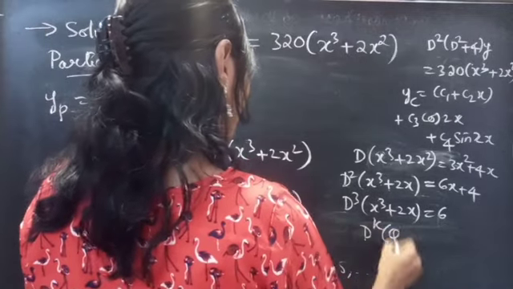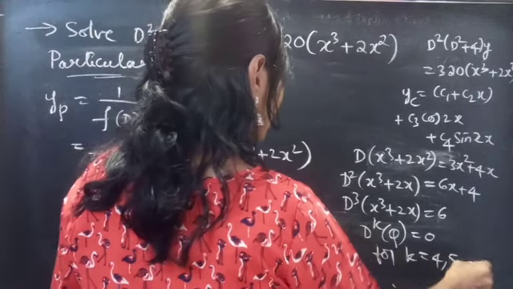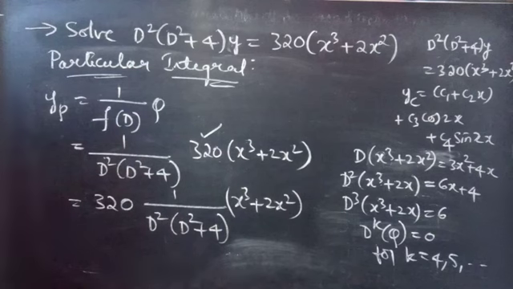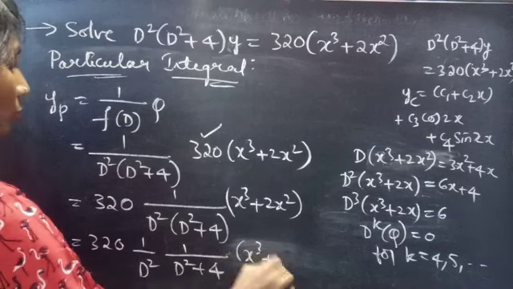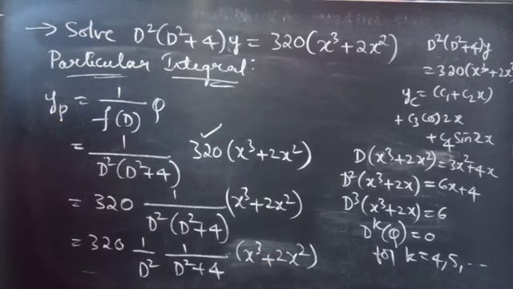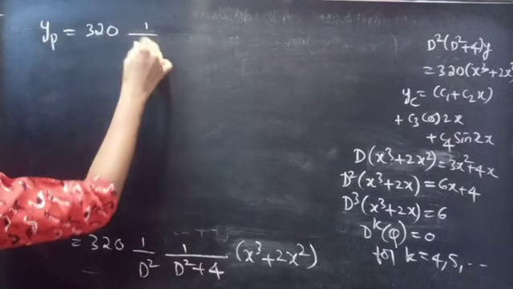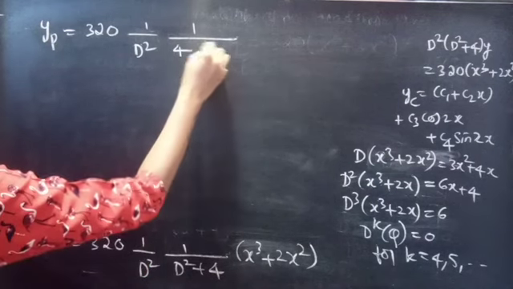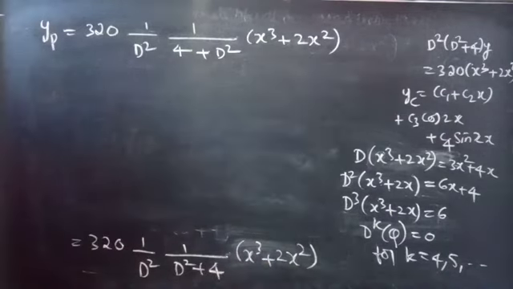D power k of q is 0 for k equals 4, 5 and so on. Right? Now, coming to yp, we can split the fraction as 1 by d square into 1 by d square plus 4 into q. Now we have yp equals 320 into 1 by d square into 1 by, let's write this in ascending order, 4 plus d square into q, x cube plus 2x square.